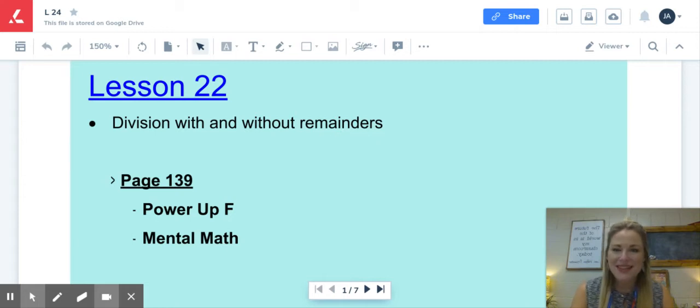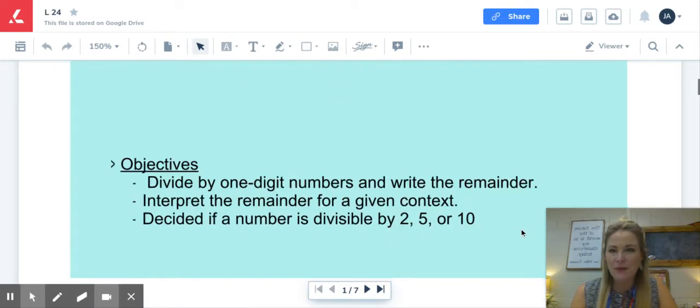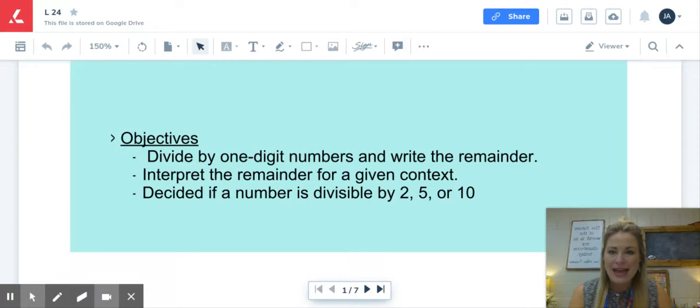Hi everyone, today's lesson is lesson 22 and it's division with and without remainders. As we take a look at your learning targets for today, I'm going to pull out the most important one, and that's the one in the middle, and it's to interpret the remainder for a given context.